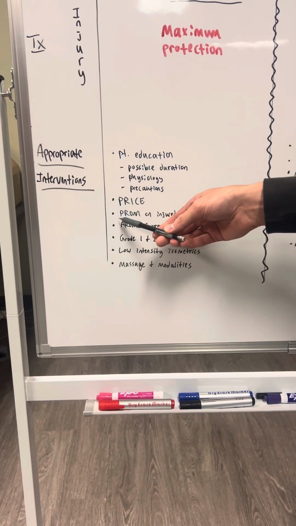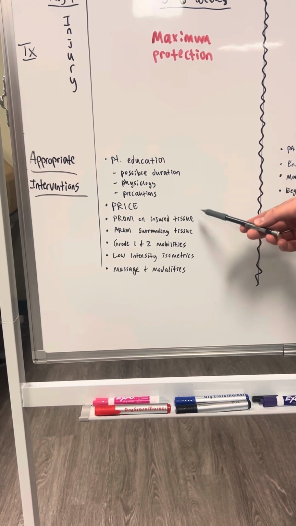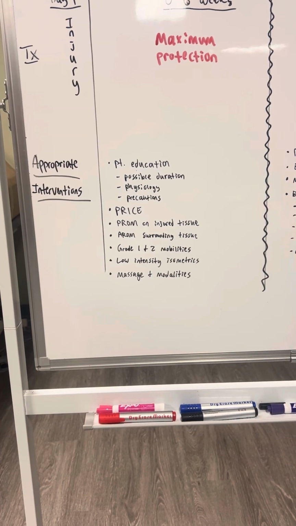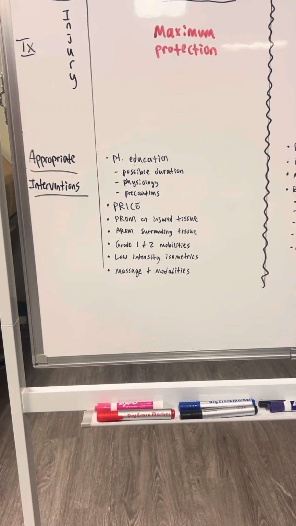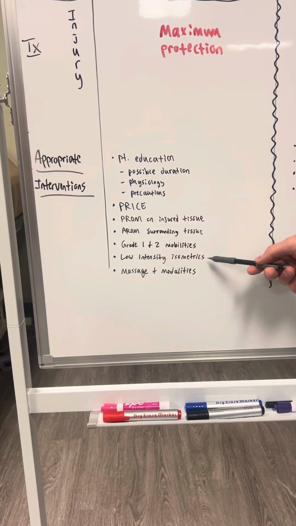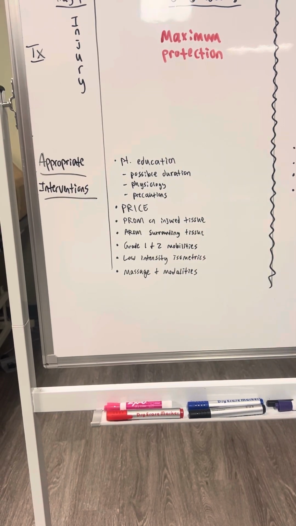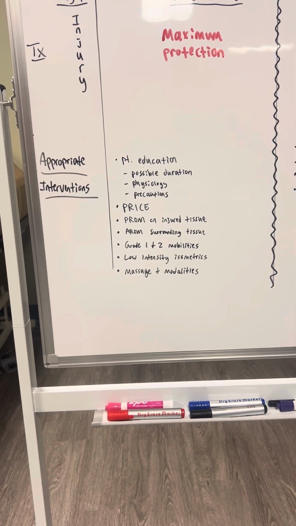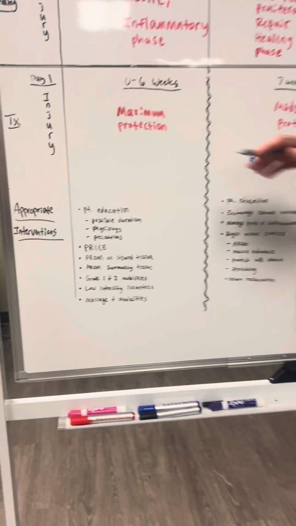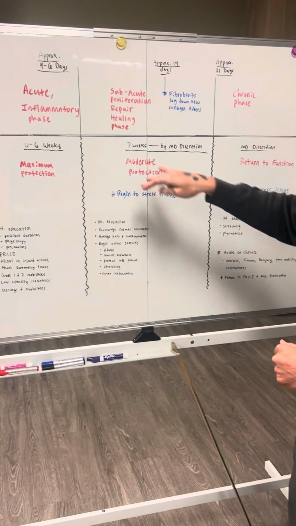Moving on from there, we have passive range of motion on the injured tissue, active range of motion where the patient is actually doing the motion themselves on the surrounding tissue, grade 1 and 2 mobilities, low intensity isometrics, emphasis on the low intensity while we're still in this maximum protection phase, and massage and modalities can never hurt as well. So moving on from there, we're going to gauge at about 7 weeks.